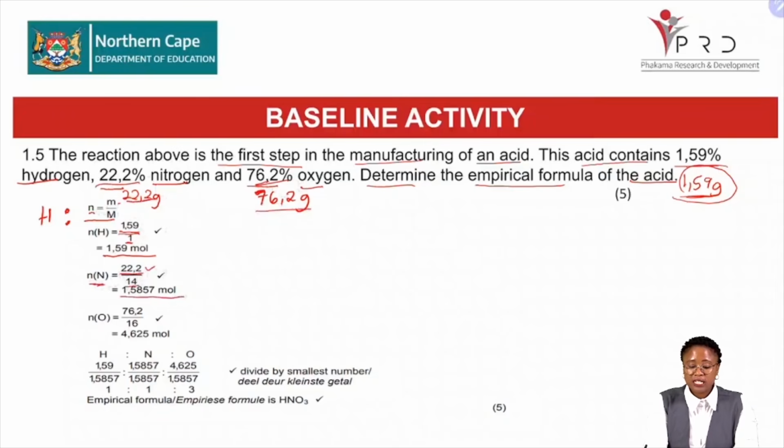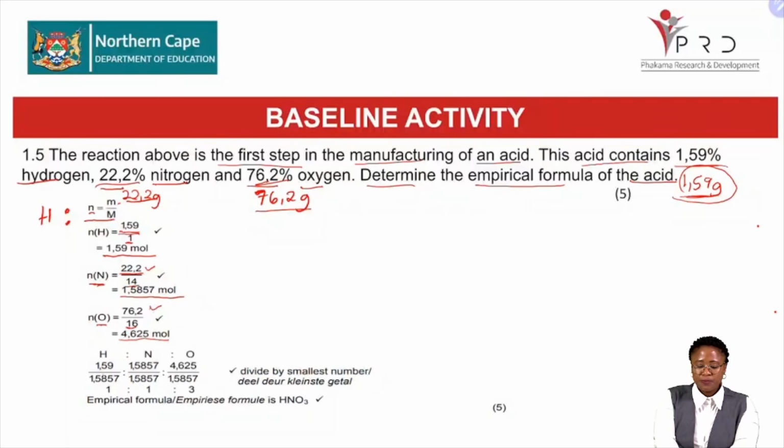The last one that you are going to calculate is the number of moles of oxygen. Yet again, you take that 76.2% and convert it into mass, and you'll get 76.2 grams. You still use the formula n equals m over molar mass. You check the molar mass of oxygen on the periodic table. You should get 16. Then you punch it into your calculator, and you should get 4.625 moles. Now it doesn't end there.